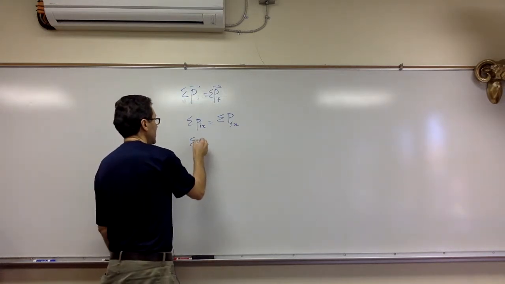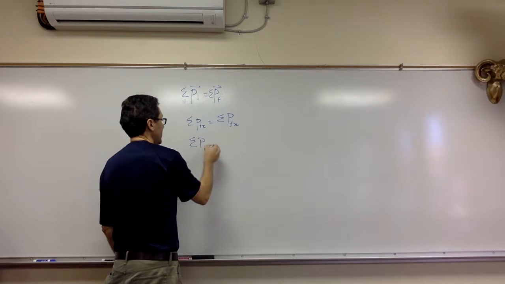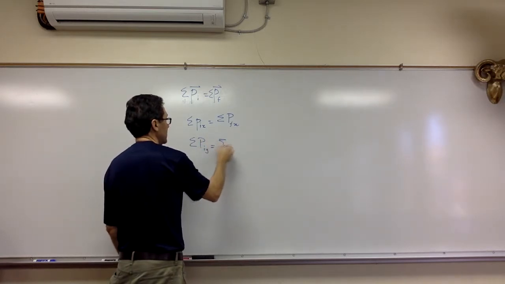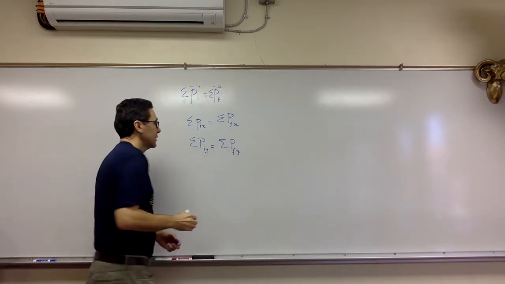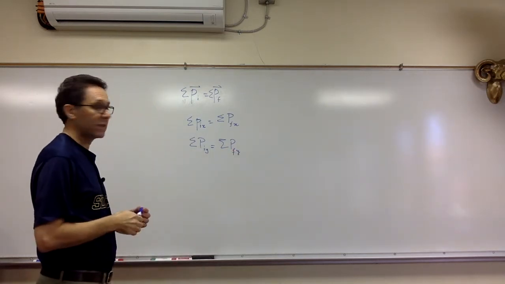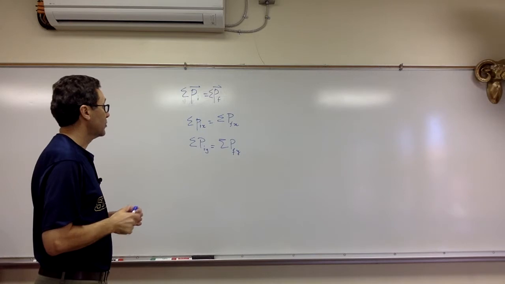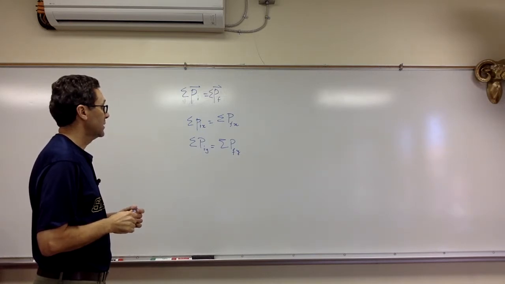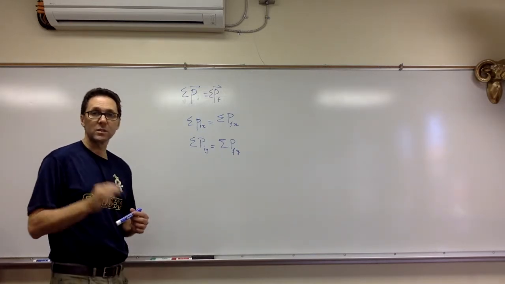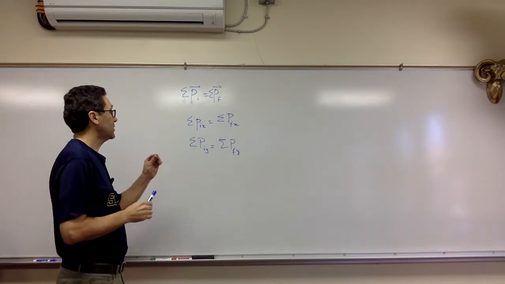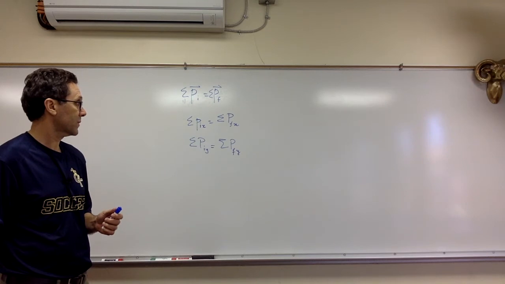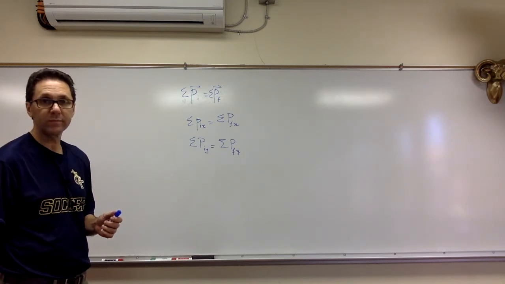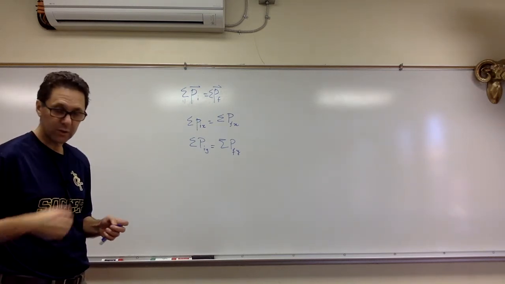And the sum of the momenta in the y direction initially equals the sum of the momenta in the y direction after the collision. Okay, that's pretty much what the conservation of momentum in 2D means. But the main thing here is that there cannot be any external impulse. Okay, that's nice and short and sweet.